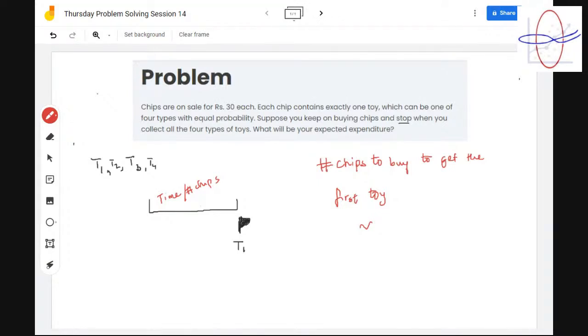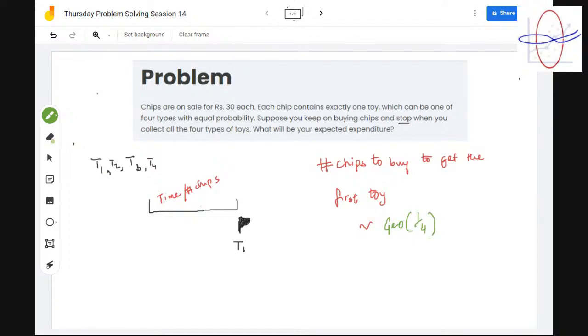Geometric. Perfect. Because it's the number of trials required to get to the first success. But with what probability, guys? Tell me. 1/4, because there are 4 toys. Perfect. So the number of chips to buy to get the first toy follows geometric 0.25, rather 1 by 4.